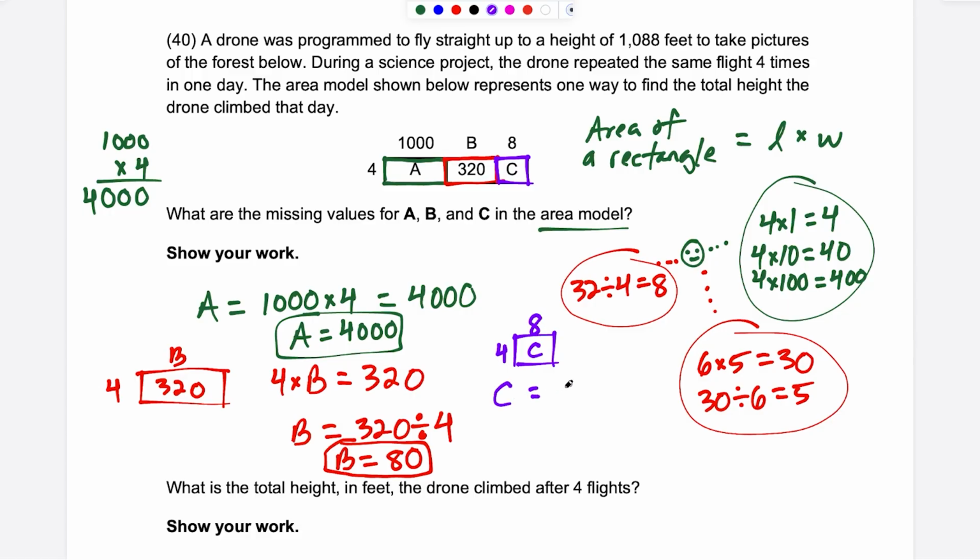So C is going to be equal to 4 times 8. We're using the area model, so we use the formula for the area of a rectangle. We're doing length times width. So if we do 4 times 8, we get 32. And this gives us the value here for C.